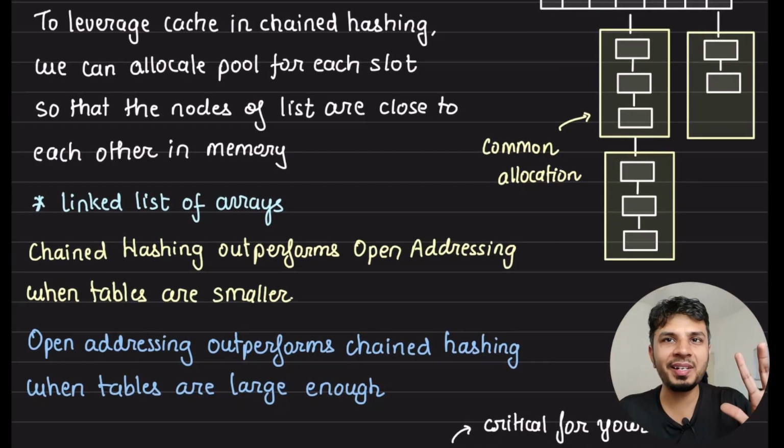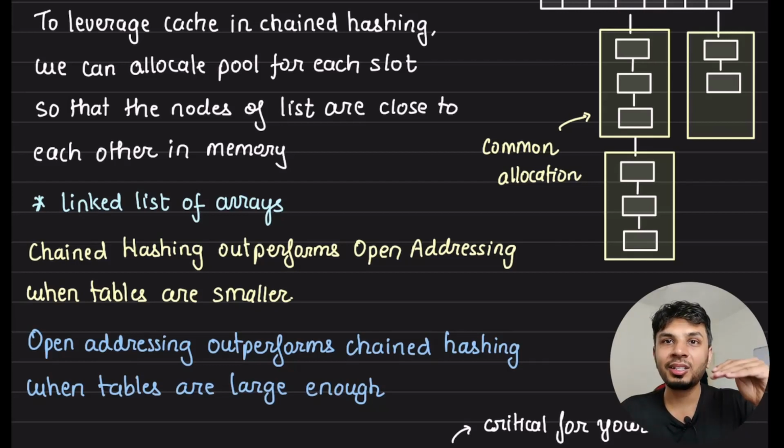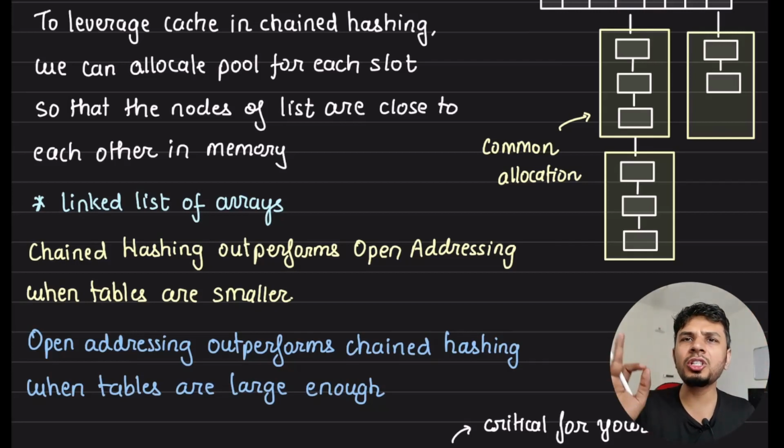Hacks always exist, and this is one of the most brilliant hacks that I have seen to make chain hashing, which is supposedly very poor on CPU cache, cache friendly. Such a beautiful technique, and I loved it when I was going through that paper. I was like, oh God, this is such an interesting optimization.